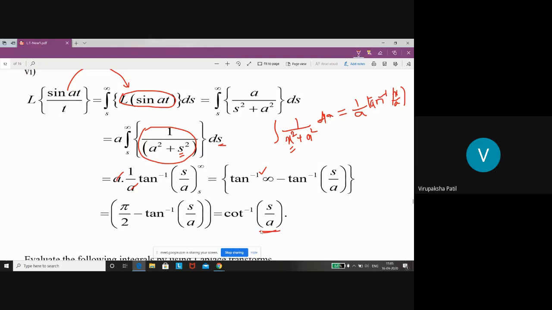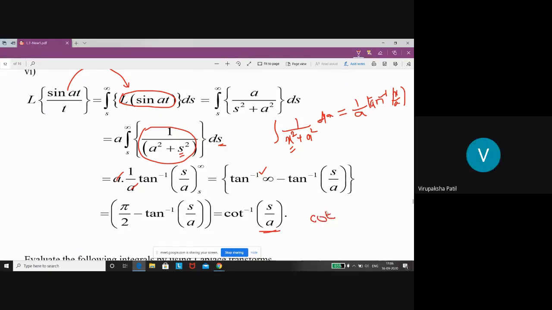Whether I am right or wrong? Am I right? Yes, sir. How? You tell me how. Pi by 2 minus tan inverse of s by a is equal to cot inverse of s by a. Okay, that you cannot say directly.